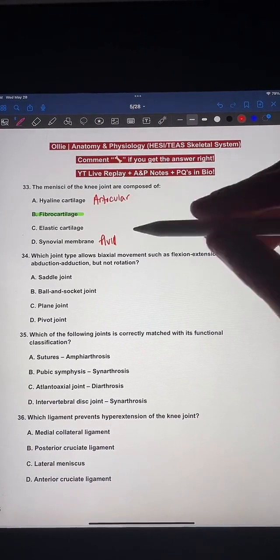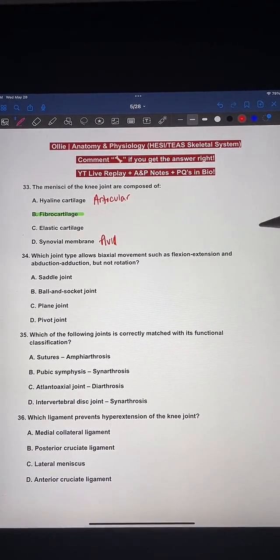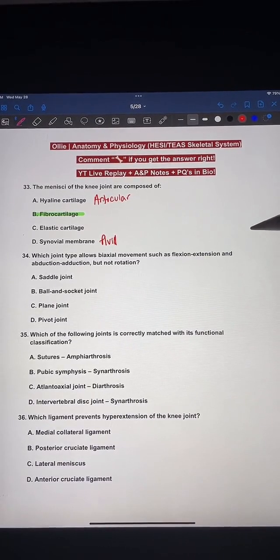34, which joint type allows for biaxial movement such as flexion and extension, abduction and adduction, but not rotation?